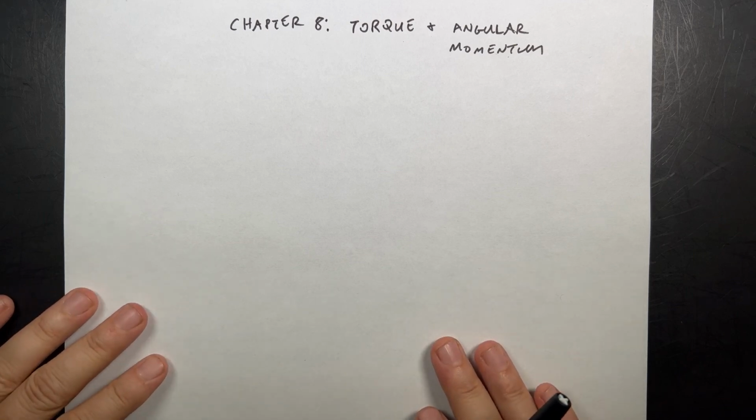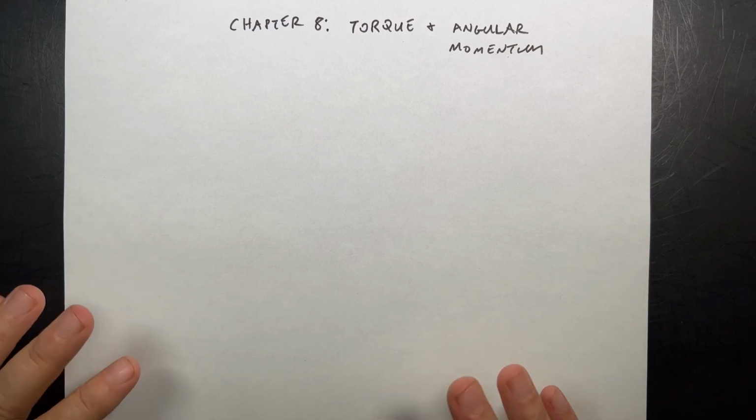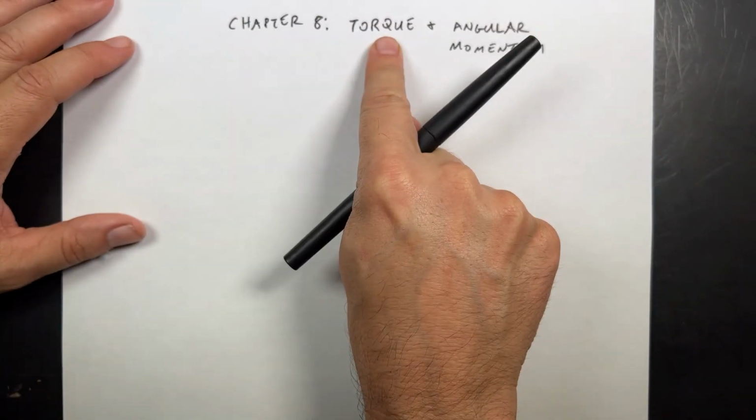Chapter summary. Chapter 8, torque and angular momentum. So this is the chapter summary for chapter 8 from Giambattista's College Physics, 5th edition. Let's get going. Let me go ahead and say torque, angular momentum.